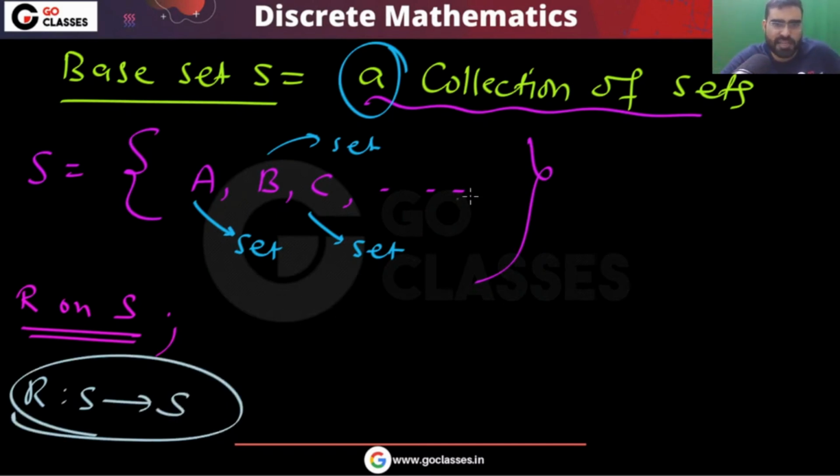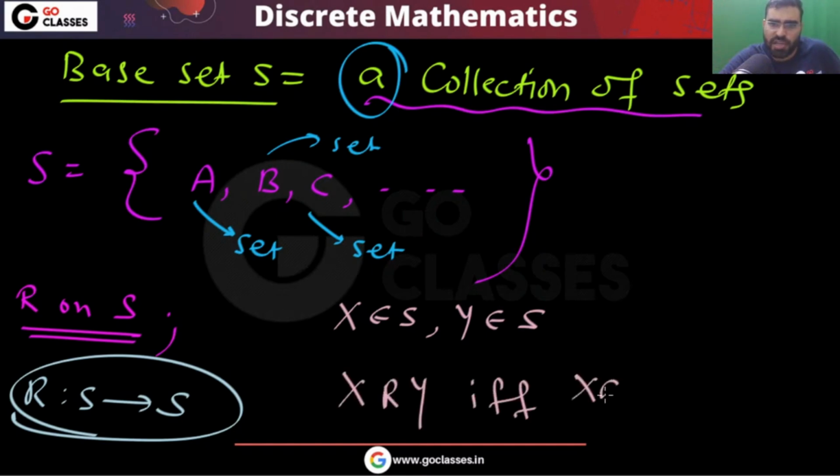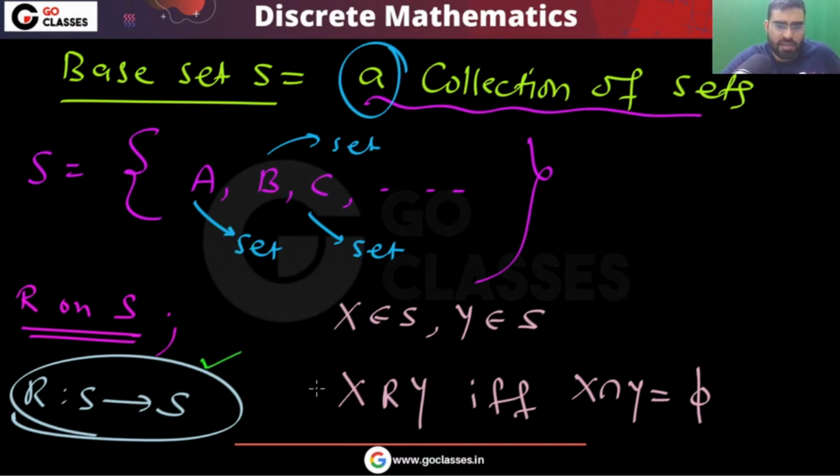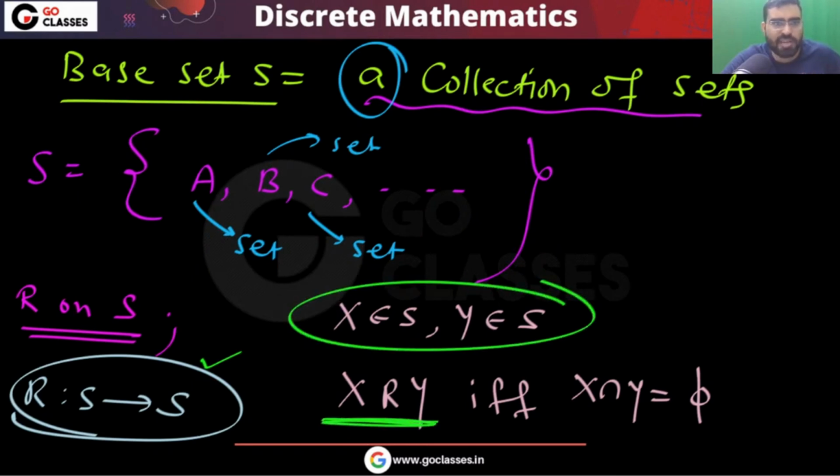Now the question is saying that if you take two elements, X belonging to S and Y belonging to S, then when can you say that X is related to Y? X is related to Y if and only if X intersection Y is phi. So this means when they are disjoint, then they are related. Is this clear? You are defining a relation from S to S. If you take two elements of S, same or different, they will be related if and only if they are disjoint.